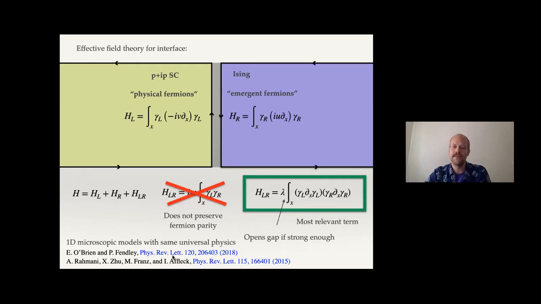And one can show that if you expand that 4 fermion term in terms of low energy, gapless Majorana degrees of freedom, it will renormalize onto this TT bar term.